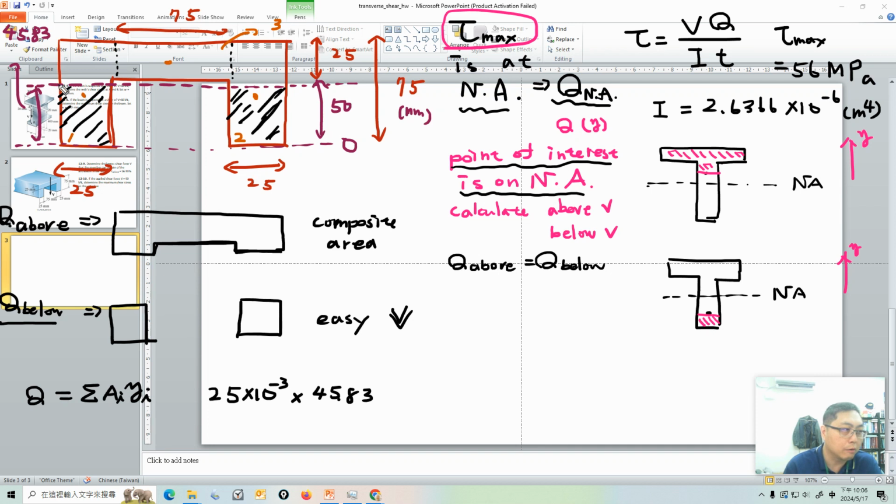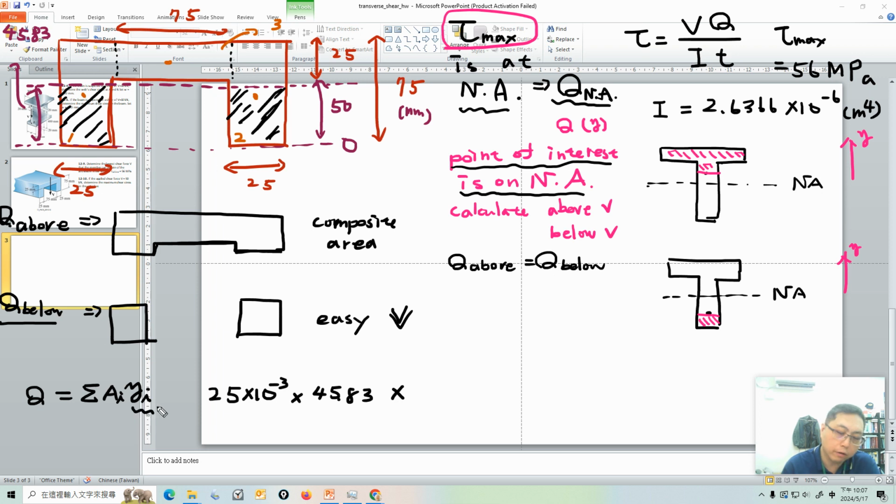Because our point of interest is at the neutral axis, we can calculate either everything above or everything below the neutral axis. But if you choose above, we are dealing with a complicated shape, a composite area, which is more difficult. So we calculate everything below the neutral axis, because it's much easier. The area below the neutral axis is 25 times 45.83. Be careful.